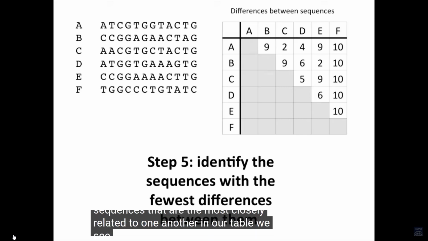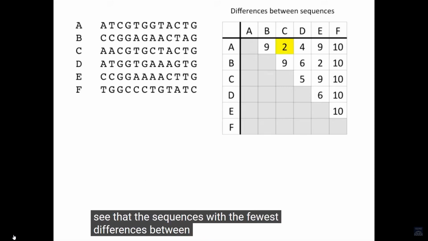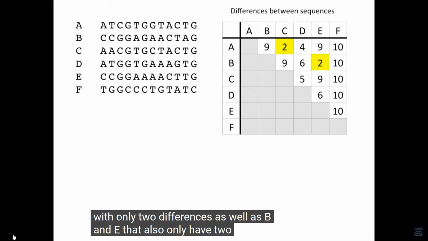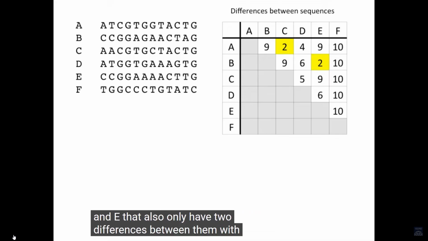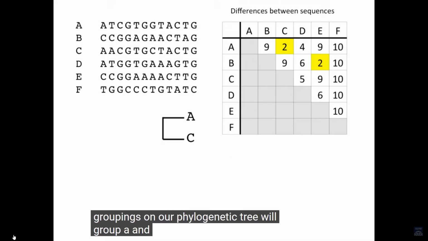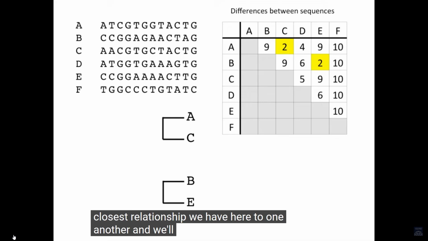In our table, we see that the sequences with the fewest differences between them are A and C, with only 2 differences, as well as B and E that also only have 2 differences between them. With this information, we can draw the first groupings on our phylogenetic tree. We'll group A and C together to reflect the fact that these 2 sequences show the closest relationship we have here to one another, and we'll group B and E together to reflect the fact that they also show an equivalently close relationship to one another.